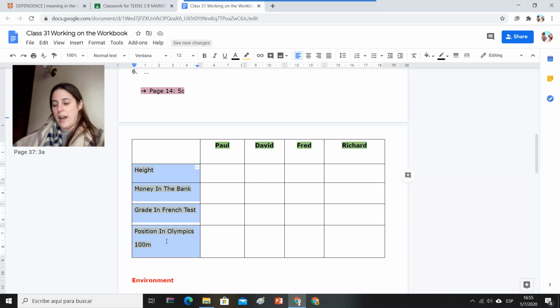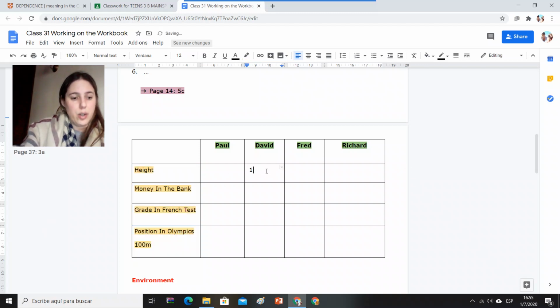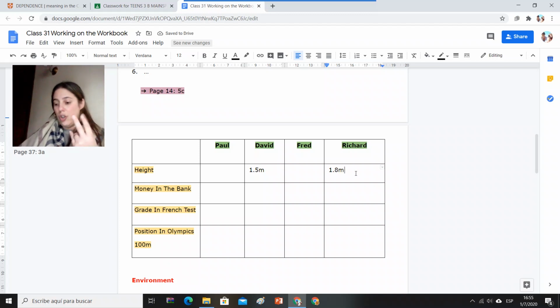Y yo en la categoría de height en el libro tengo 1,5 metros, 1,60 metros, 1,70 y 1,80 metros. Si yo digo que David is the shortest, la más baja de todas esas 4 medidas que tengo es 1,5 metros. Entonces yo ya sé que David es el más bajito. Entonces acá escribo 1.5 meters. Y Richard sé que es el más alto. Entonces 1.8 meters. Y me quedan 2 sin colocar, sin completar.